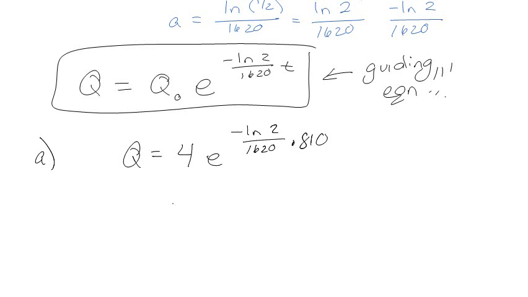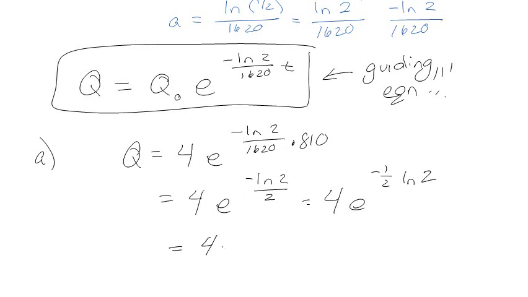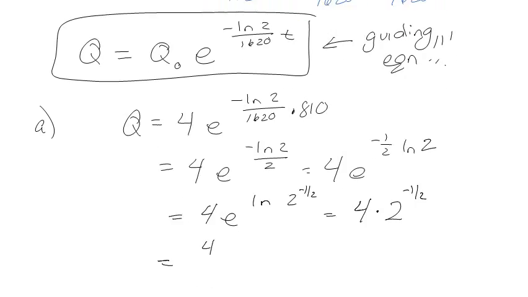There we go. All right, and we can pretty much do this by hand if we want. So that's natural log of 2 over 2. So that's 4 times e to the negative 1/2 natural log of 2. And I could do this on a calculator. I'm just doing this to show you how amazingly fantastic I am at, you know, log rules. All right, so that means it's 4 times 2 to the negative 1/2.